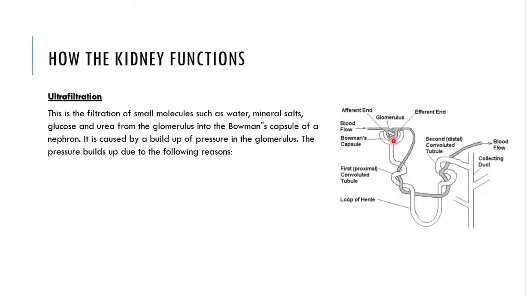This is the filtration of small molecules such as water, mineral salts, glucose and urea from the glomerulus into the Bowman's capsule of a nephron. So filtration, what does it mean to filter? In chemistry, you're going to learn that there is what they call filter paper, which is used to carry out filtration. So if you have dirty water, let's say you get clean water, you mix it with sand, all right, then you get a filter paper.